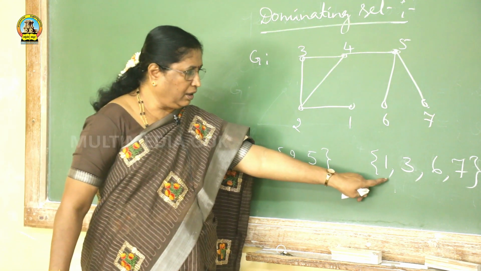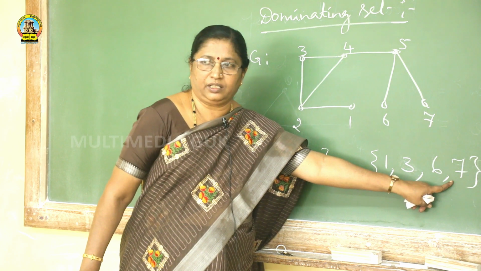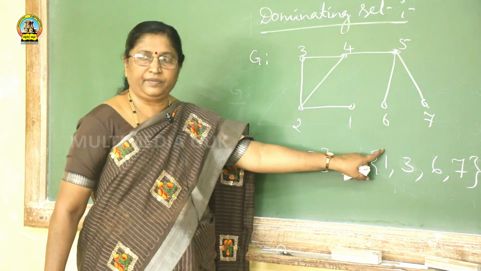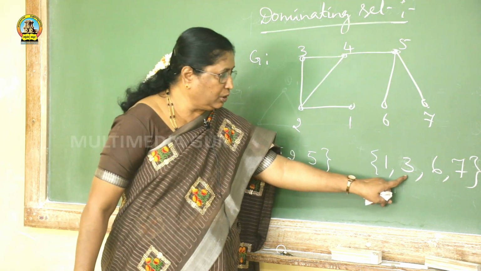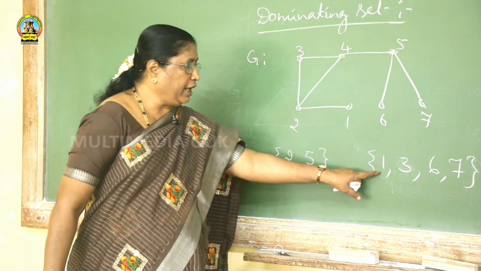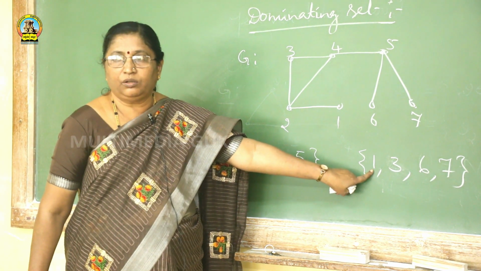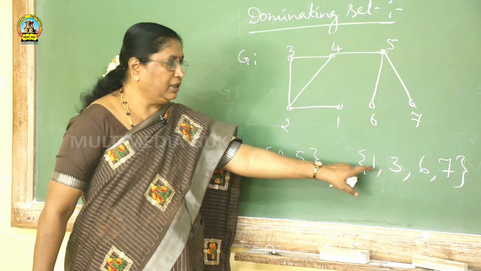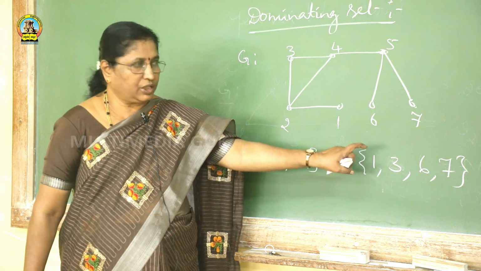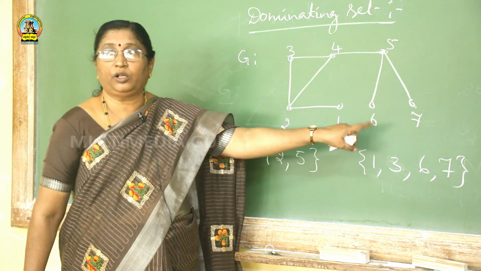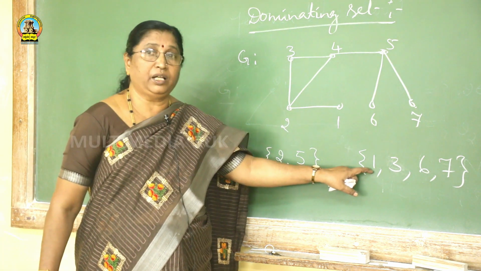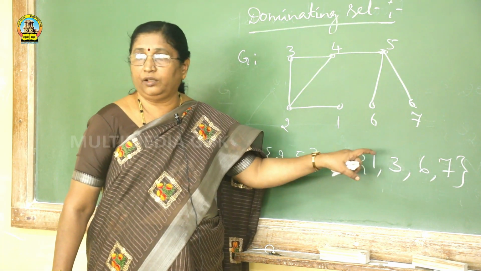set, by the removal of any vertex from this, say for example, if I remove the vertex number 1, take up only those vertices 3, 6 and 7, is any vertex dominating 1? No. So therefore, this set cannot become the dominating set, right? So such a set is said to be minimal dominating. It should not lose the definition of the domination by the removal of any vertex.